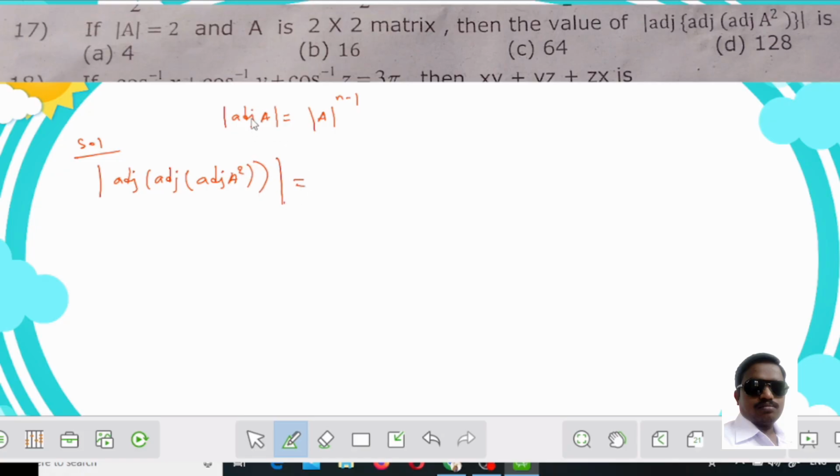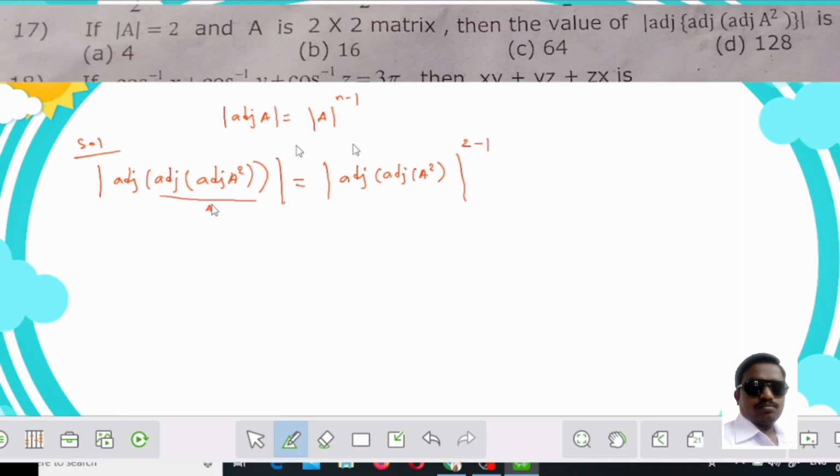See, if you remove one adjoint, the power will become n minus 1. Here n is the order of A. Similarly, you may consider this as A now. So by reducing one adjoint, you can write this as adjoint A square. This is also a matrix, no? So the order of A is 2. A is a 2 by 2 matrix, no? So the order of A is 2. Therefore, the order of A square is also 2. Therefore, the order of adjoint A square is also 2. So you may write like this here, 2 minus 1.